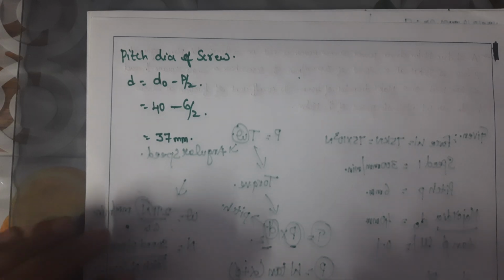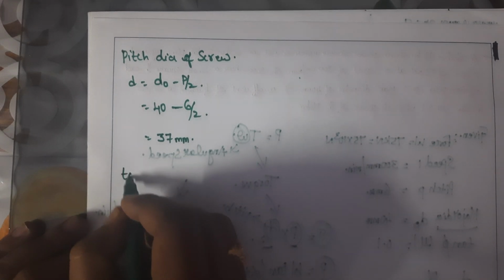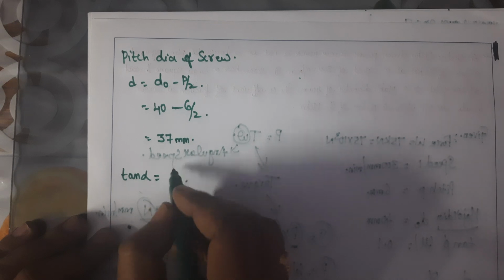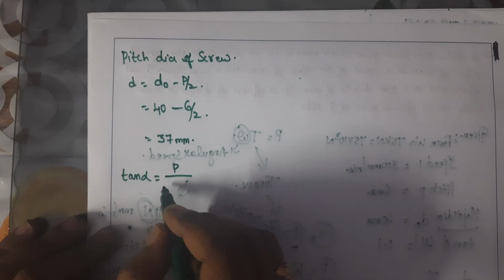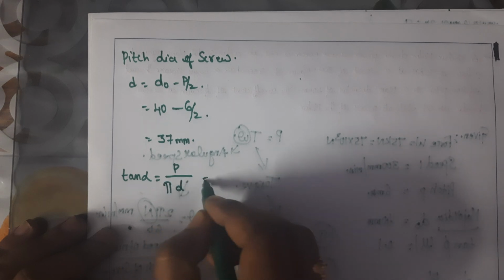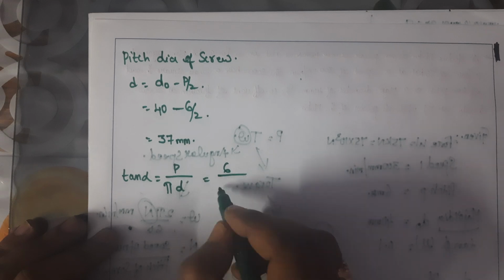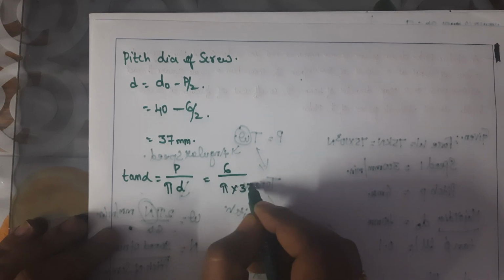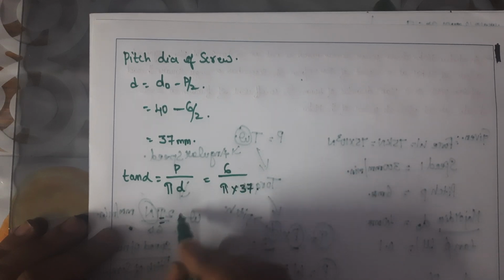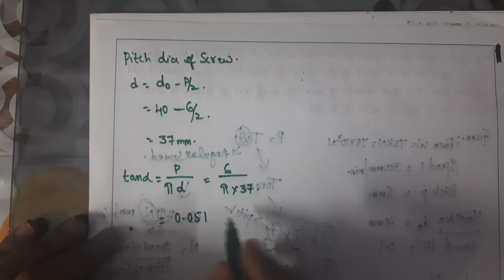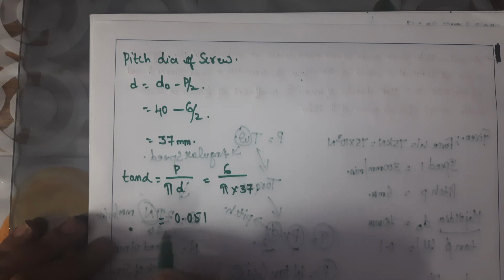The next thing that we have to calculate is tan alpha, that is, tan alpha is equal to pitch by pi into d. So the pitch value is 6 by pi into 37. So we will be getting 0.051, approximately. So tan alpha is equal to this value.